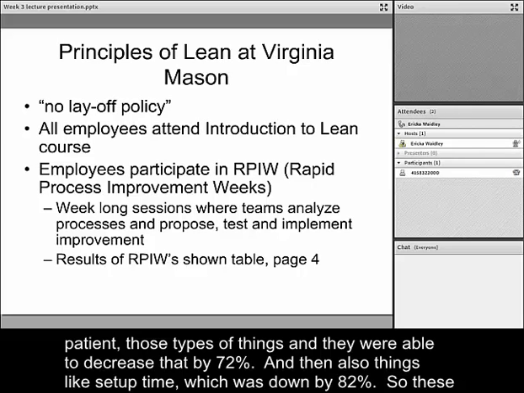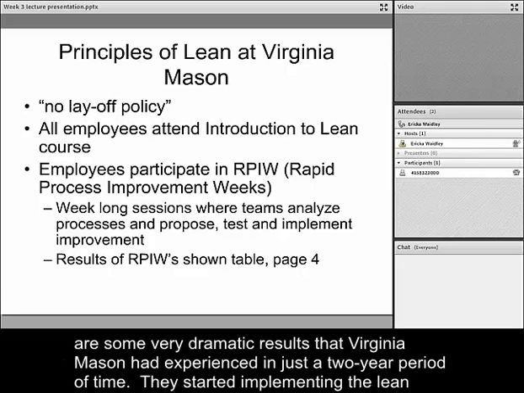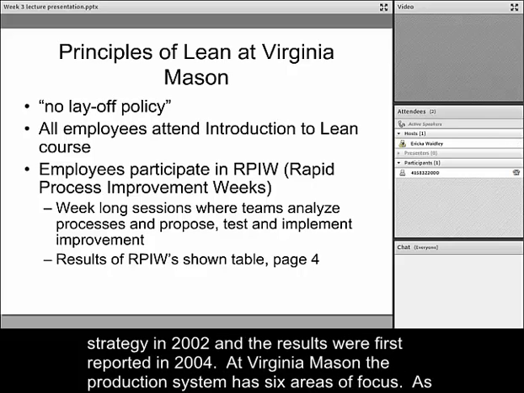And then also things like setup time, which was down by 82%. So these are some very dramatic results that Virginia Mason had experienced in just a 2-year period of time. They started implementing the lean strategy in 2002, and the results were first reported in 2004.